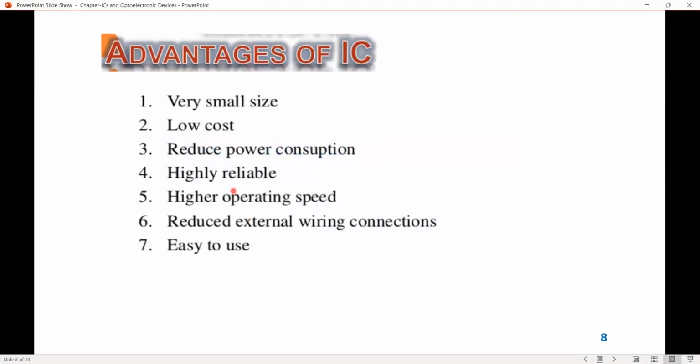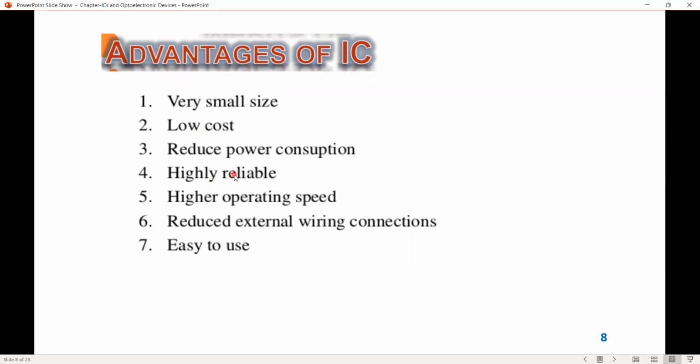So what are the advantages of ICs? The advantage: very small size. This is one advantage, because it is not taking much space in your system. Low cost, because it is designed as mass production in the factory, so the price is cheaper compared to discrete components. Reduced power consumption, because the circuit is so compact and signals travel very short distances, so it has reduced power consumption.